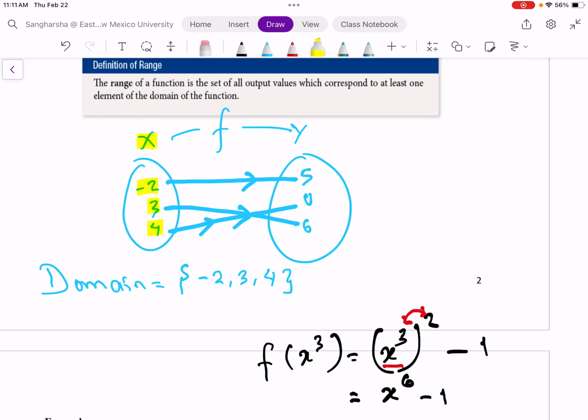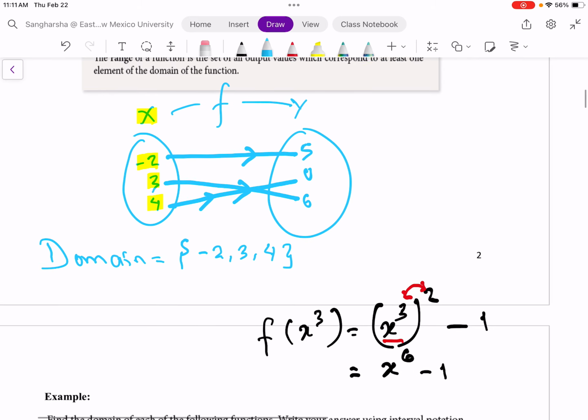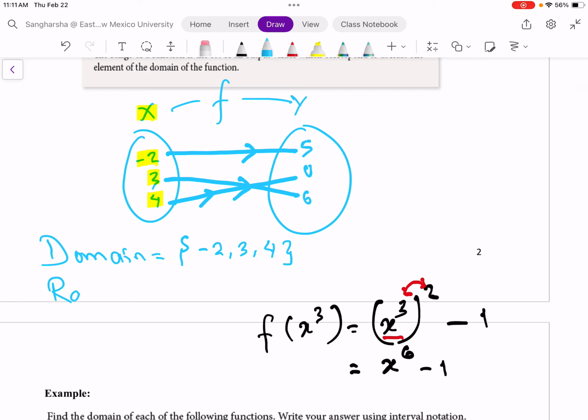And every element from the second set is the range. So our range is the set of every element from the second set. We have 5, 0, 6. So this is the range. If we have a mapping diagram, the collection of elements from the first set is the domain, and the collection of elements from the second set is the range.